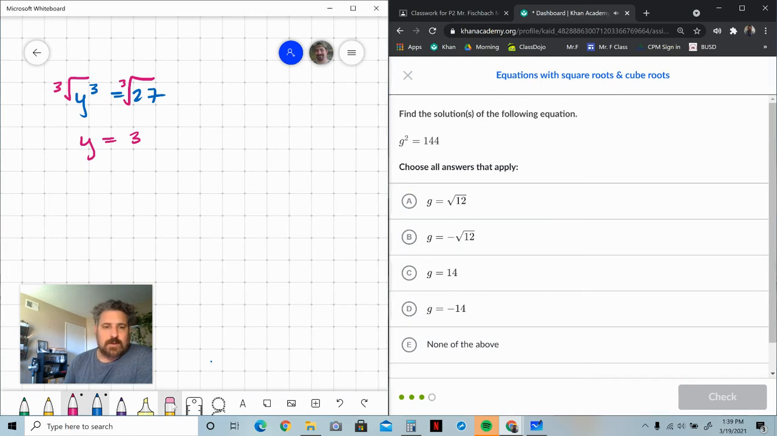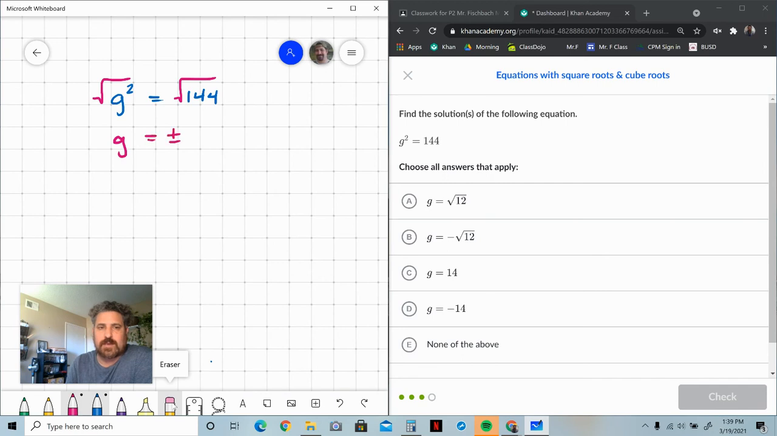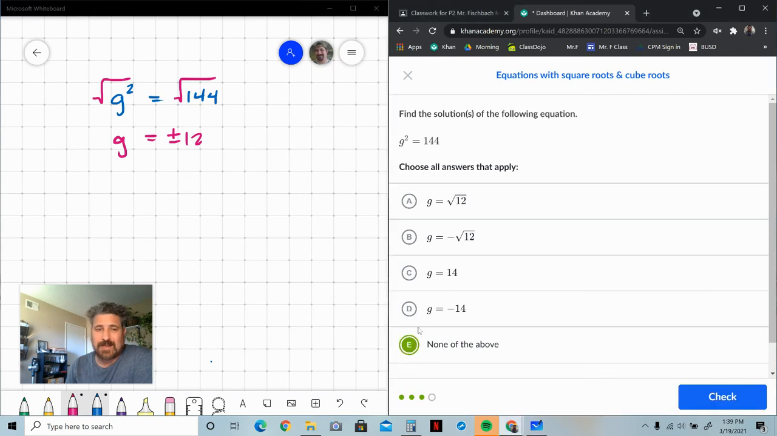All right, next one. On this one it says, find the solutions to the following equation. g to the second power, g squared, is equal to 144. So to solve this, you're going to take the square root of both sides. And g is going to be equal to the positive and negative root. So it's going to be positive negative 12, or positive negative square root of 144, right? So in this case, it's not going to be these two. It's positive or negative 12, not positive negative square root of 12. And it's not going to be these two. So this is a none. None of them work.